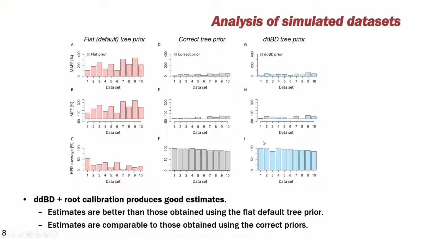Actually, if you compare what we have from the correct tree prior with what we have from the data-driven tree prior, we can see that the results are very similar. This means that the data-driven tree prior estimated using our method performed similarly to the correct tree prior. This is very encouraging.